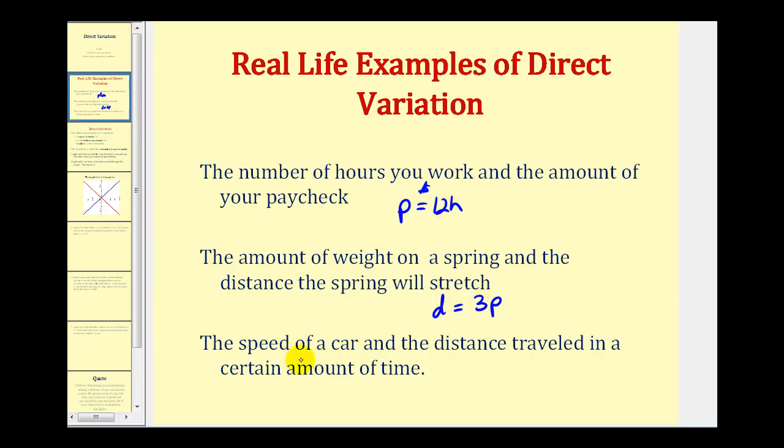And then lastly, the speed of a car, or the rate of a car, and the distance traveled in a certain amount of time. So if we let the time be fixed at 2 hours, we could say the distance traveled D would be equal to the rate, or speed, times 2 hours, which we could write as D equals 2 times R. Of course, we want to make sure that our units are the same, meaning if our distance is in miles, our rate would want to be in miles per hour.